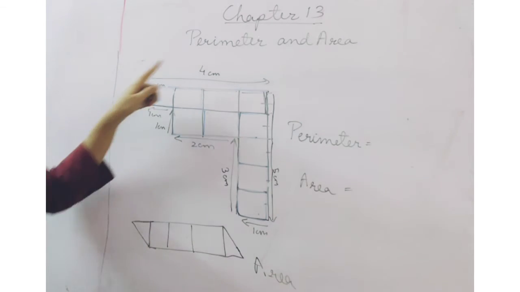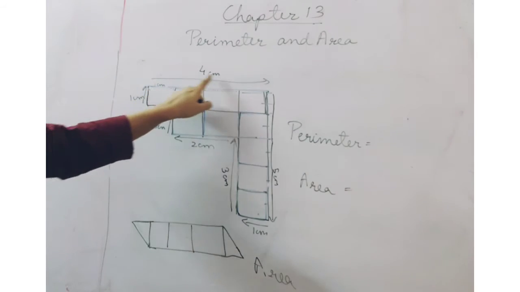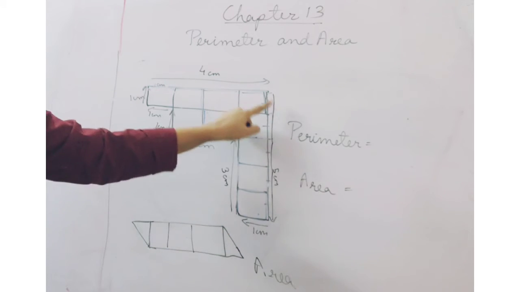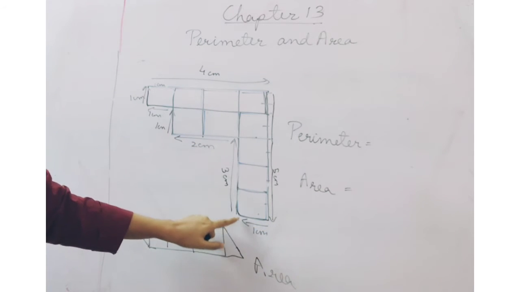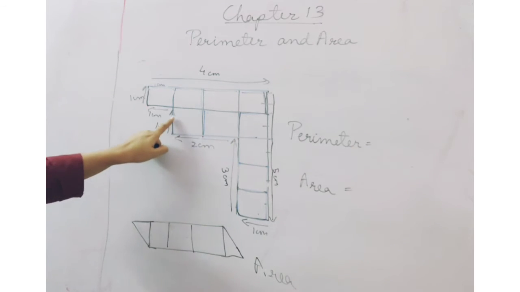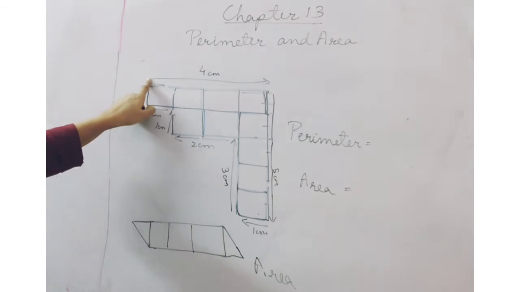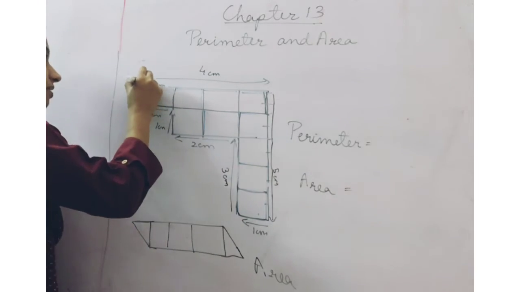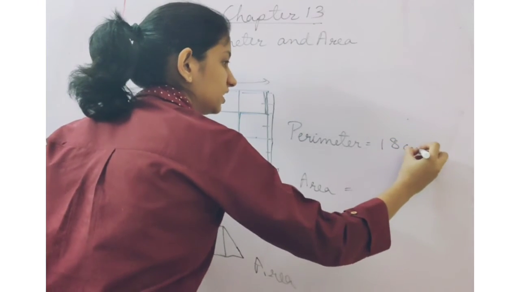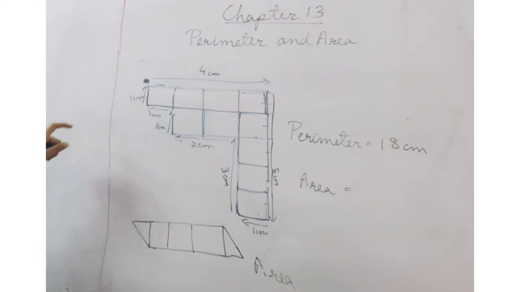So how much distance did I cover? When I started from here, 4 plus 5 plus 1, 4 plus 5 will be 9, then 10, 11, 12, 13, 14, 15, 16, 17, 18. To reach back at the same point from where I started, I covered in all 18 centimeters. So this is the perimeter.